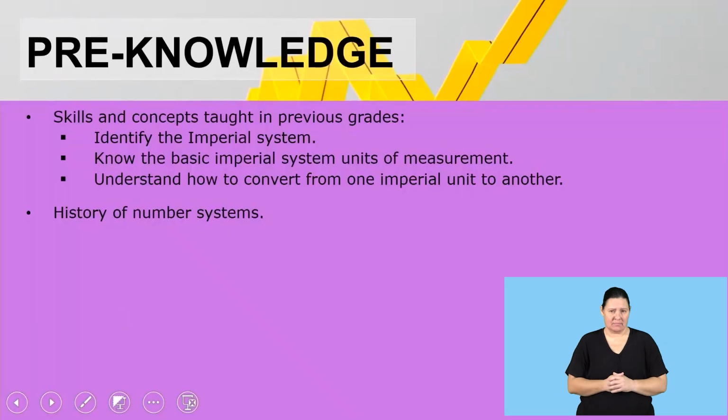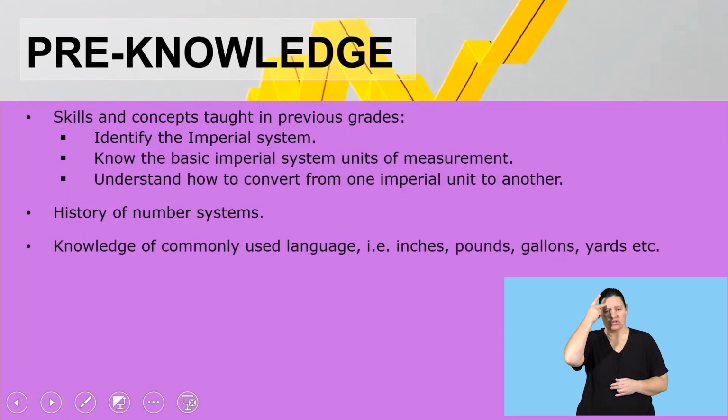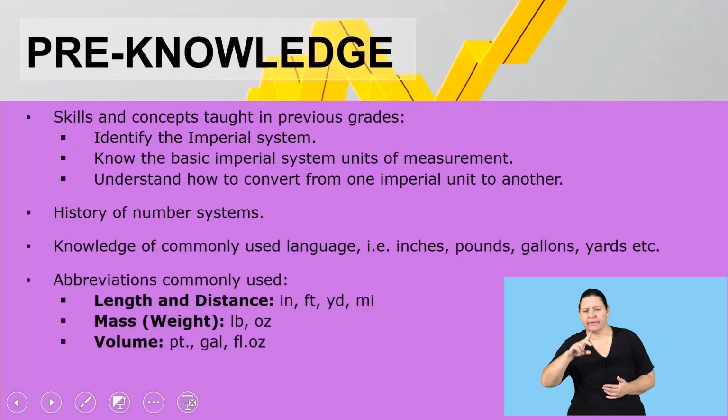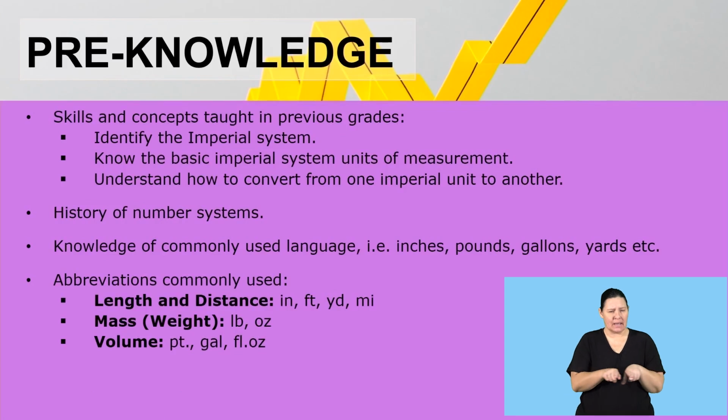Then I'll also expect you to have a little understanding of the history of the number systems, as well as knowledge of the commonly used language. For example, inches, pounds, gallons, and so forth. Then I also would like you to be comfortable with the abbreviations commonly used. For example, when we work with length and distance, we refer to inches, feet, yards, miles, and so on. Then we also have our mass. Then we refer to pounds and ounces. And then also, of course, with volume, we refer to pints, gallons, fluid ounces, etc.